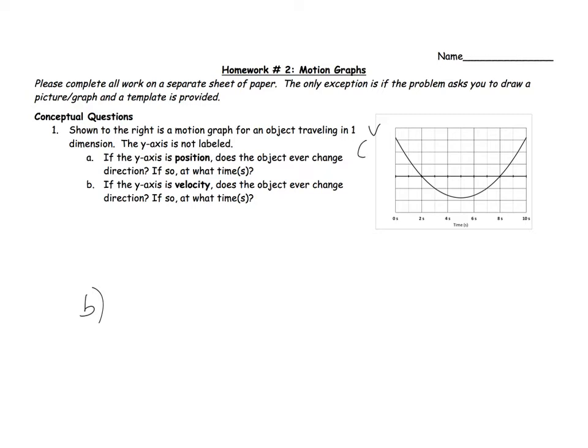Moving on to part B, we're now going to look at if this graph is velocity instead of position. Once again, the goal is to see if there's a time when we change the sign of our velocity. On a velocity graph, that occurs when we cross the velocity equals 0 line, which is the x-axis. We're looking for times when it goes from above the x-axis to below, and that happens twice: once at 2 seconds, going from positive to negative, and once at 8 seconds. So we have 2 changes in direction if this is a velocity graph, at 2 seconds and 8 seconds.